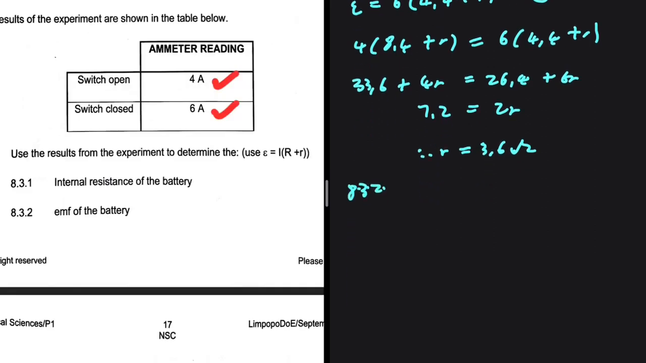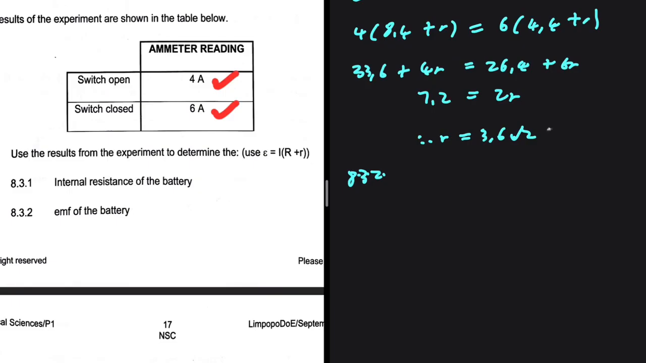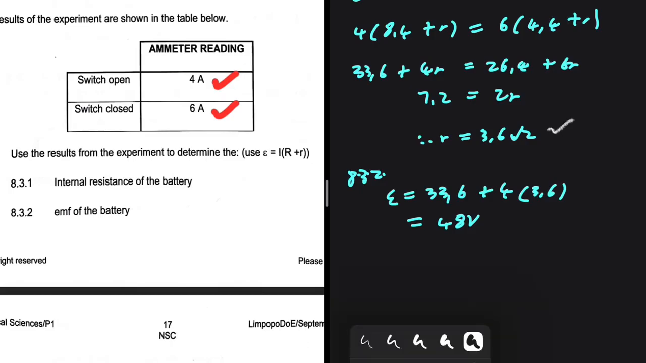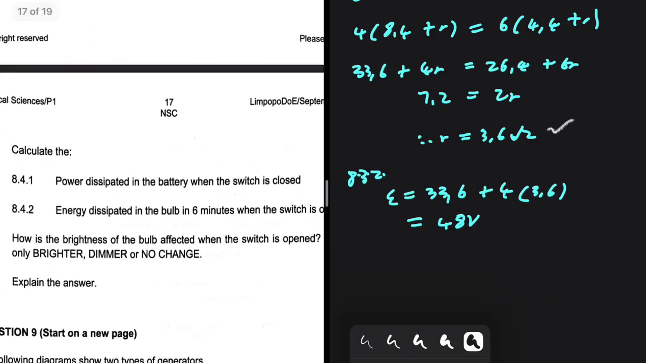8.3.2, we are looking for the EMF of the battery. We have the internal resistance, so that should be quite easy. We can substitute R in equation 1 or equation 2. Let's substitute it in equation 1. In equation 1, we have 33.6 plus 4 multiplied by R. R is 3.6, so let's go ahead and substitute it. We're going to get 48 volts. If you substitute it in equation 2, you should still get the same thing.